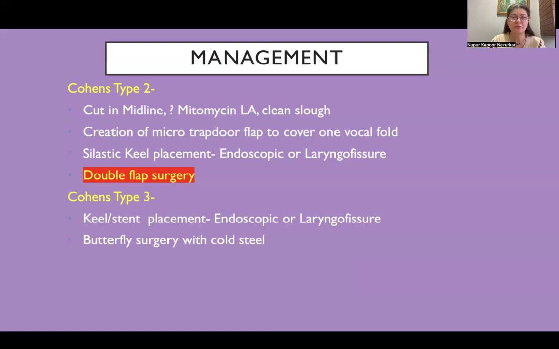As far as the Cohen's type 3 web is concerned, keel placement again is an option, which could be endoscopic or laryngofissure, a butterfly surgery with cold steel, and what we've described as a double flap endoscopic coring technique, which I shall also discuss.